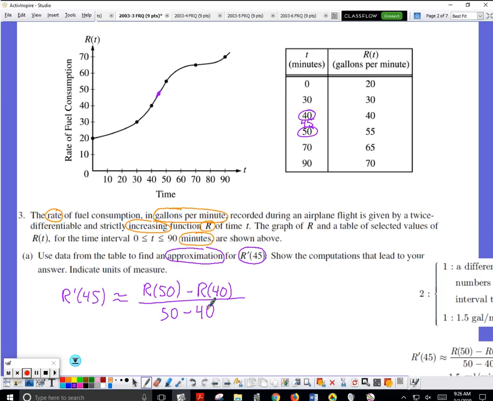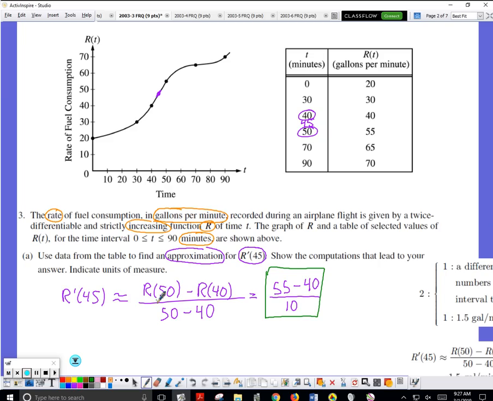Kimberly asks: do you have to write like R of 50 minus R of 40, or could you just write like 55 and 40? You do not have to write this. You can just write 55 minus 40, divided by 10. This will get you full credit. Don't stop here. If you stop here, you won't get full credit.